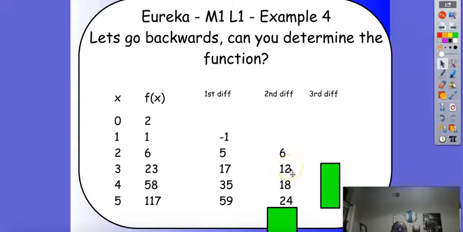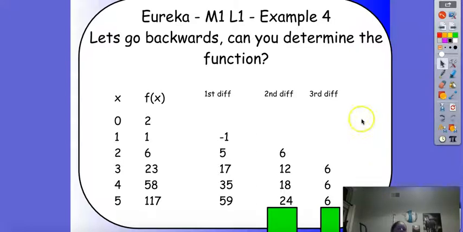Well, I'm pretty sure I'm going to get a constant here. 12 minus 6 is 6. 18 minus 12, I get a 6. 24 minus 18, I get a 6. A constant. So my fourth difference is 0.